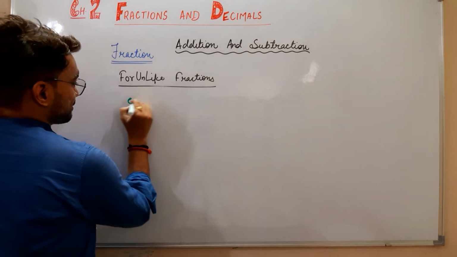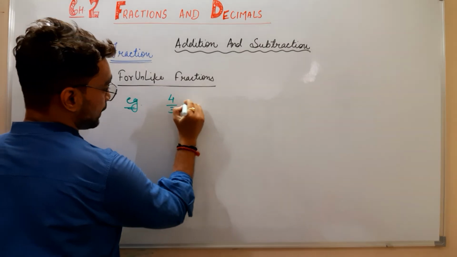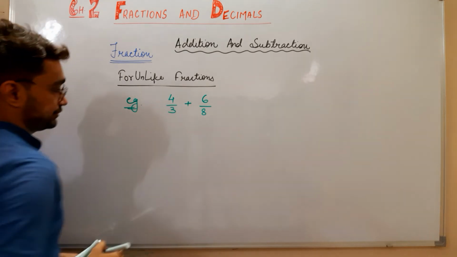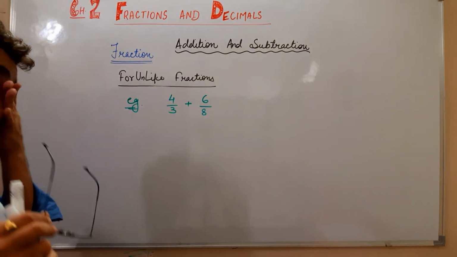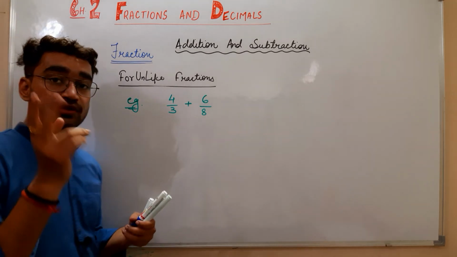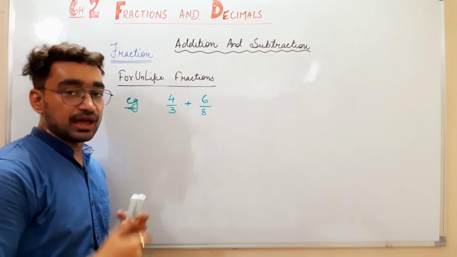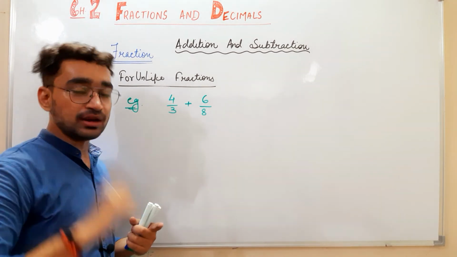Example, 4 by 3 plus 6 by 8. If I want to add them both, what will I do? Adding, again we can do, first of all, make them like fractions. And to make like fractions, again we have two methods, that is cross multiplication or LCM method.